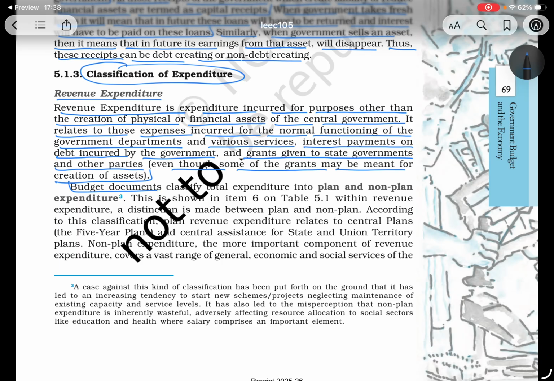Budget documents classify total expenditure into plan and non-plan expenditure. This is shown in item 6 on table 5.1. Within revenue expenditure, a distinction is made between plan and non-plan. According to this classification, plan revenue expenditure relates to central plans, the 5 year plans.